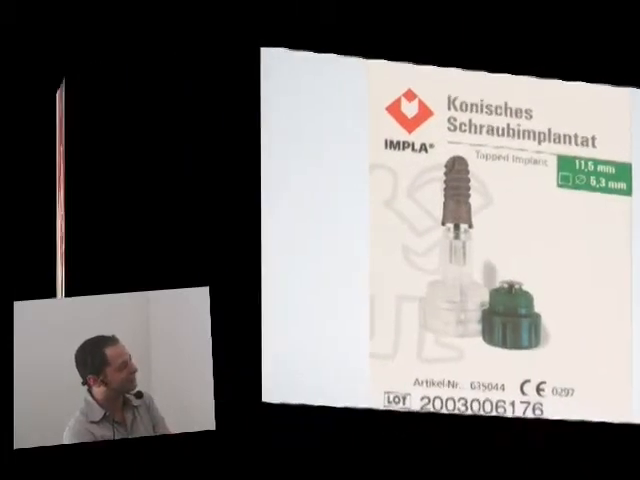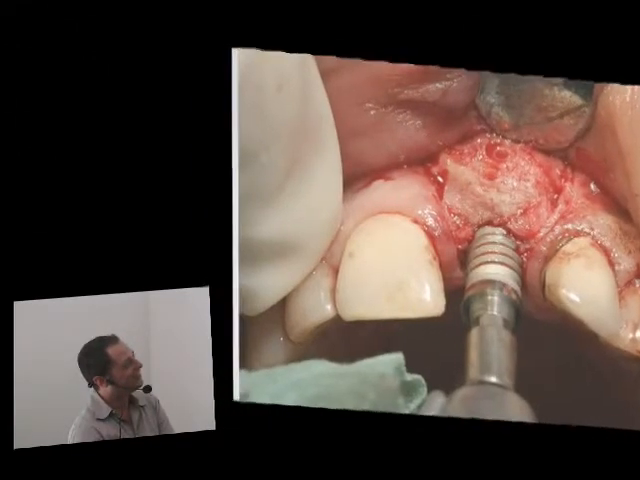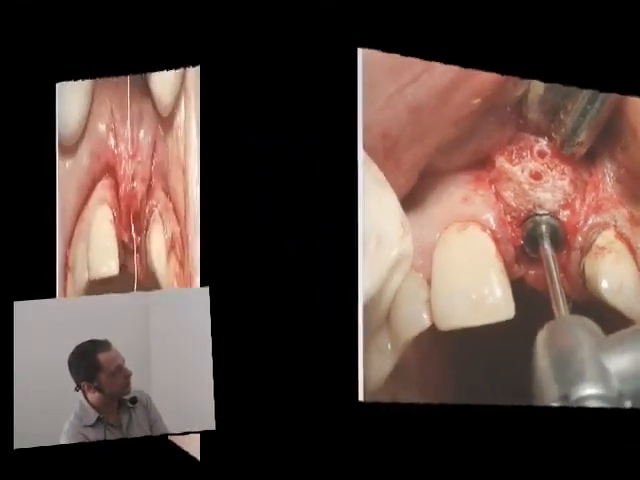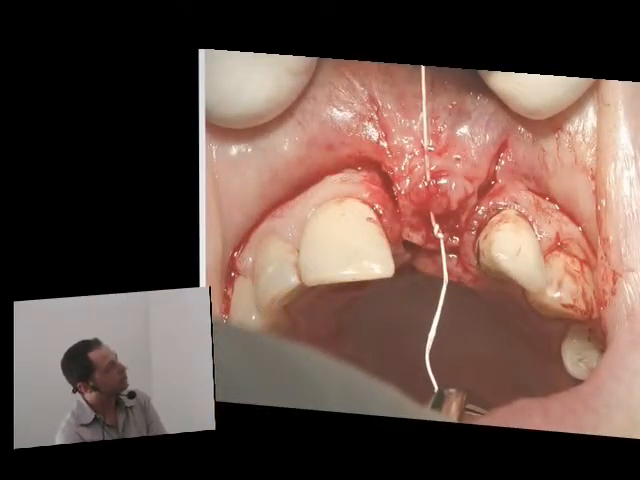Of course I used an implant. Suture back, and then you have an implant here.